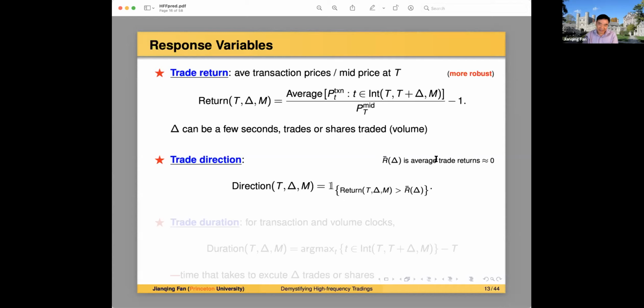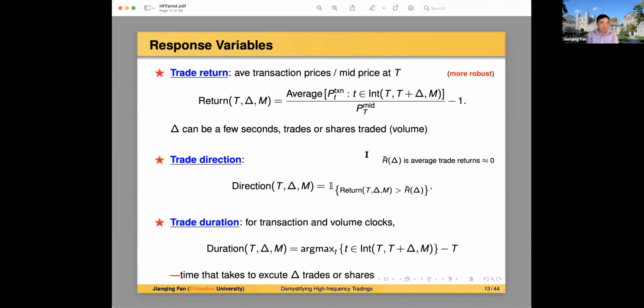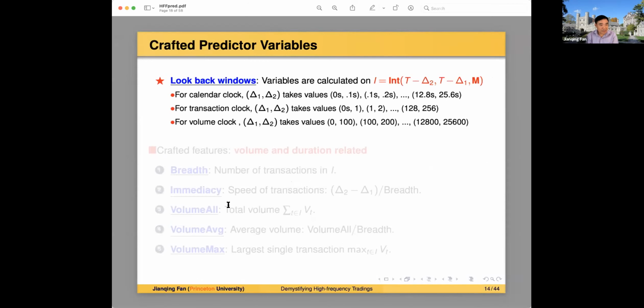And then the average typically is 0. So basically it says whether the return is up or down in a particular time interval. And we are also trying to predict the trade duration, which we define, I mean, the mathematics looks a little bit abstract here, but really it is the time it takes to execute, let's say, 20 trades or 1,000 shares. So this is the trade duration that we are using here.